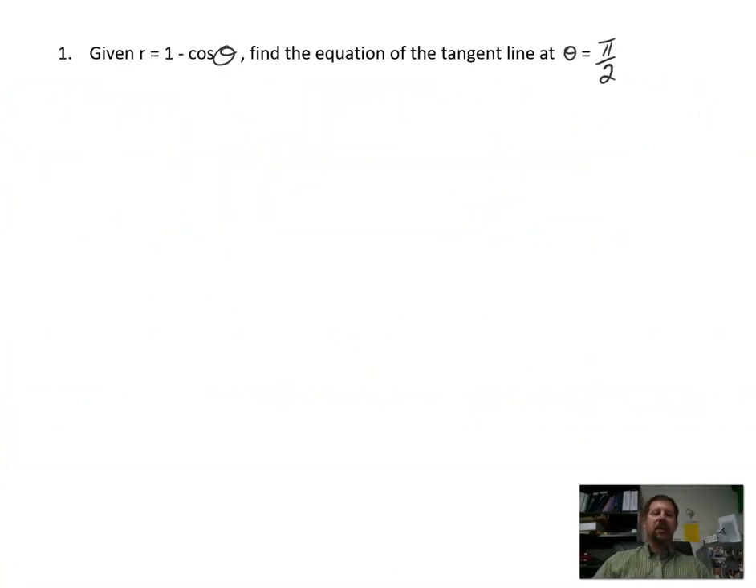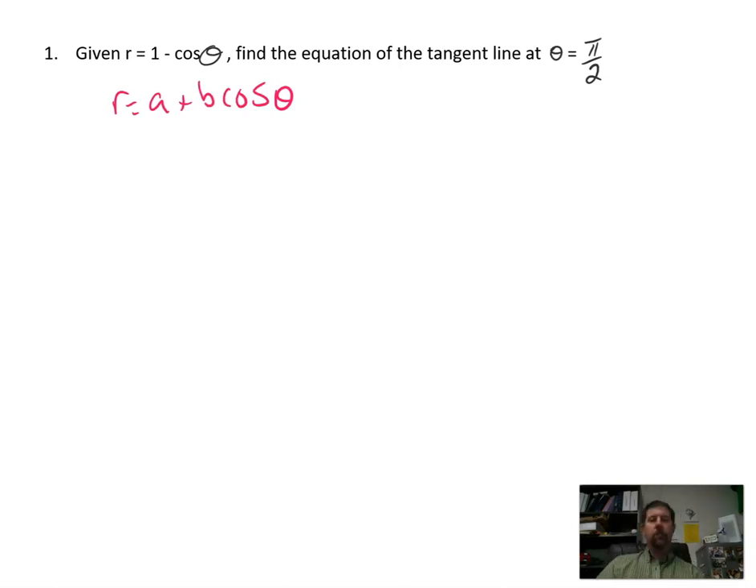All right, so let's give this a go. Given r equals 1 minus cosine theta, let's find the equation of the tangent line at theta equals pi over 2. Again, not super necessary in this problem, but just to practice a little bit, this is in the form of r equals a plus b cosine theta, and a and b are the same. They're both 1, so this would be a cardioid, and that's about as much as you need to know about this graph to help get yourself a picture.